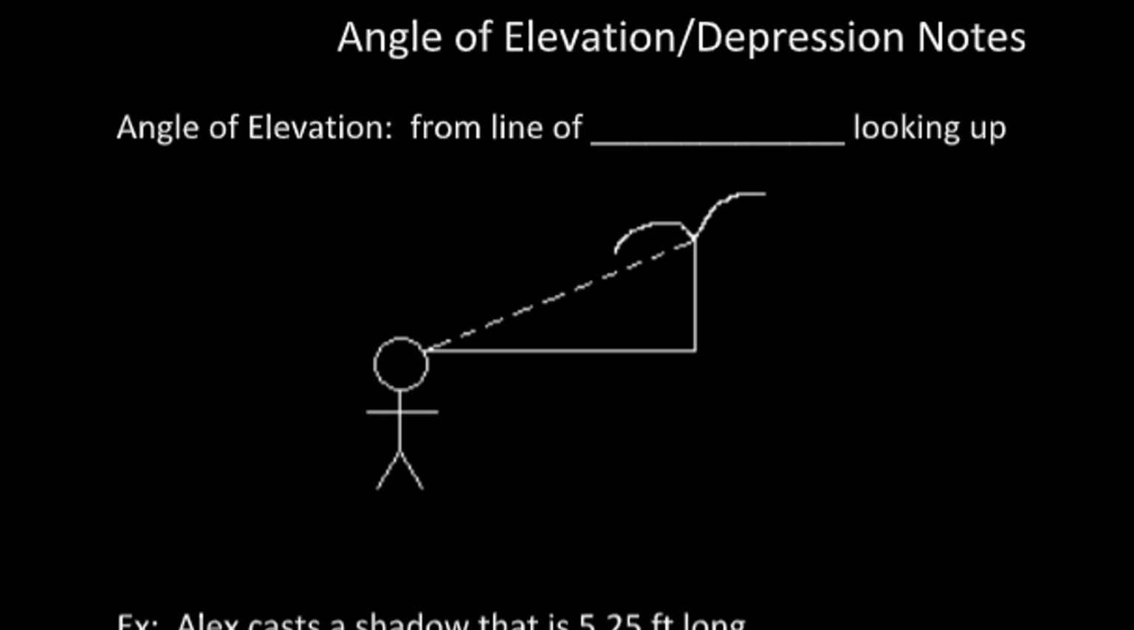What does to elevate mean? To go up. Yeah, to elevate means to go up. That's exactly what the angle of elevation is. It goes from the line of sight, it's called, to looking up. So it's from line of sight looking upward.